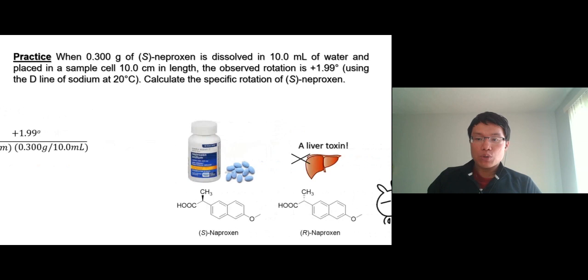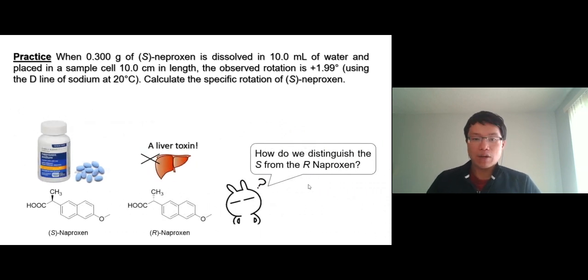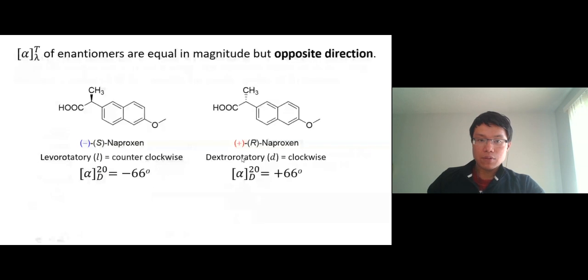Let's go back to the original question. How do we distinguish or tell the difference between a pair of enantiomers? They have the same properties except the direction of the specific rotation. A pair of enantiomers have the same specific rotation, equal in magnitude but opposite in direction. S-naproxen rotates the plane of polarized light counterclockwise, so negative, by 66 degrees. R-naproxen does the same magnitude but clockwise, the opposite direction.